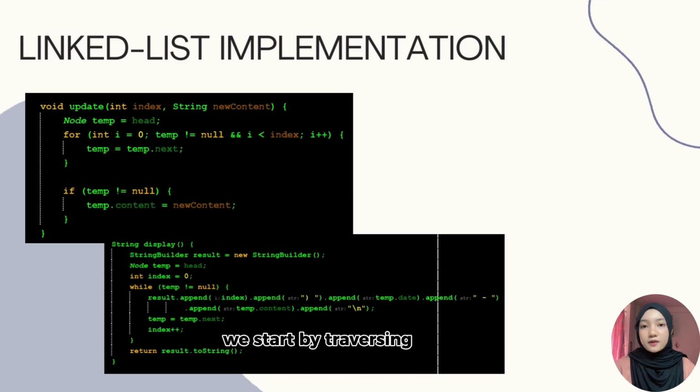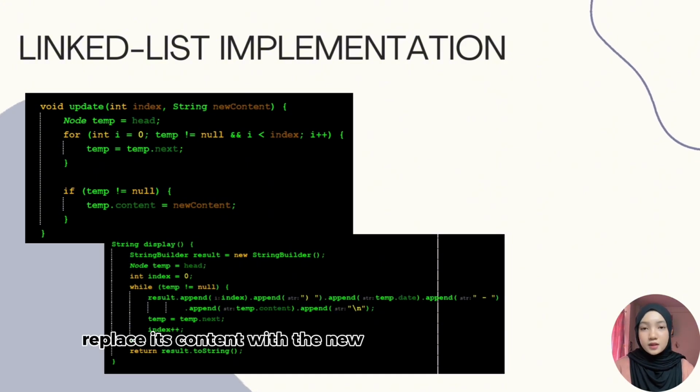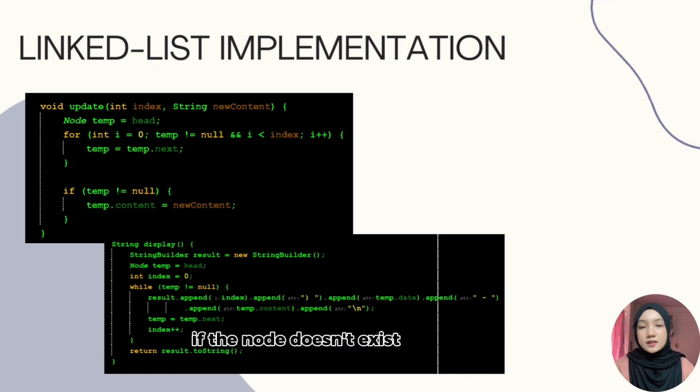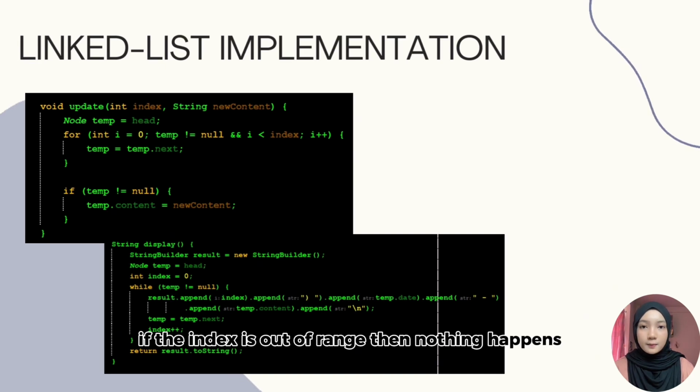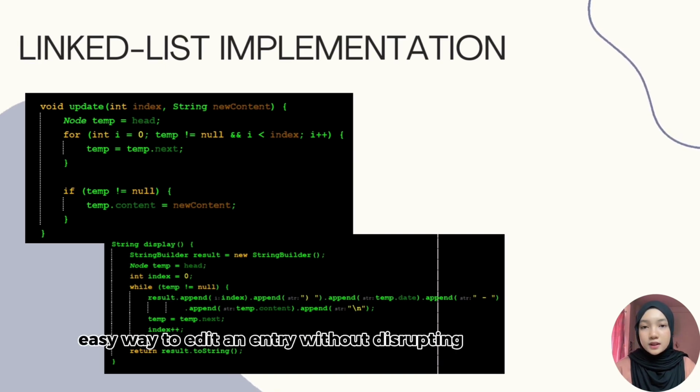We start by traversing the list to find the node at the given index. Once we find it, we simply replace its content with the new content provided by the user. If the node doesn't exist, for example, if the index is out of range, then nothing happens. This is an easy way to edit an entry without disrupting the rest of the list.